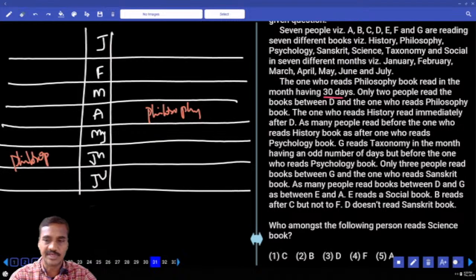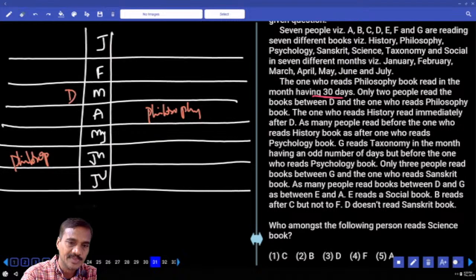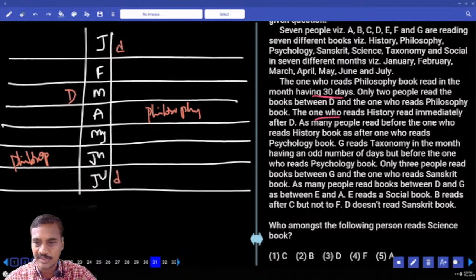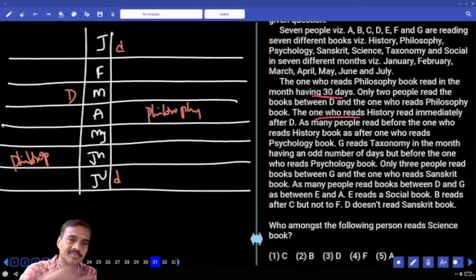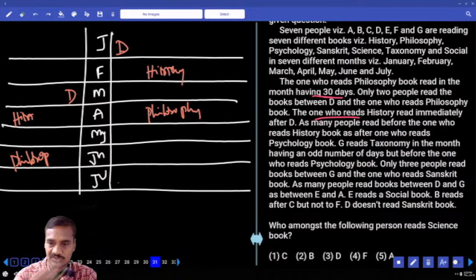Now philosophy in the month having 30 days. Only 2 people between D and philosophy. D and philosophy exactly 2. There are 2 possibilities for D and philosophy. And the one who reads history reads immediately after D. Immediately after D, history cannot be here. Immediately after D, history. Now history is here. The next one, as many people read before history as after psychology. Before history, there are 3, after psychology, 3, not possible in this case.